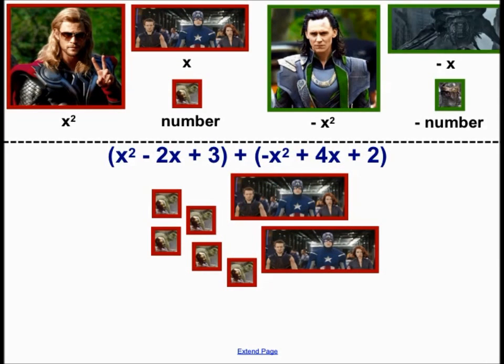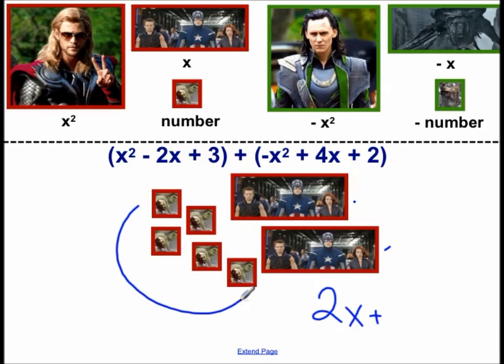Okay, so what we're left with here is we've got two of the trios, and the trio of these avengers represents x, so we have 2x left. And we have 5 of these guys, and they represent positive numbers, so we have plus 5.